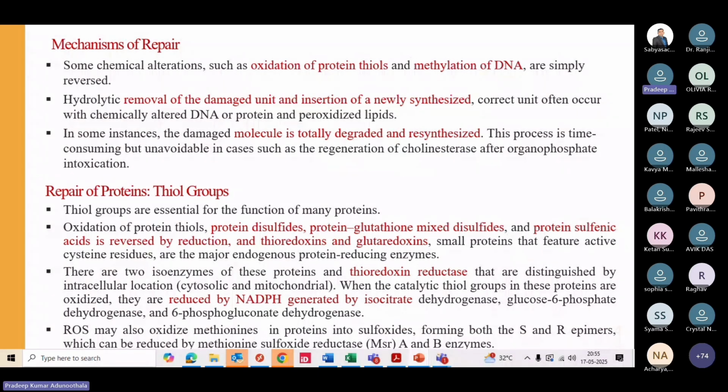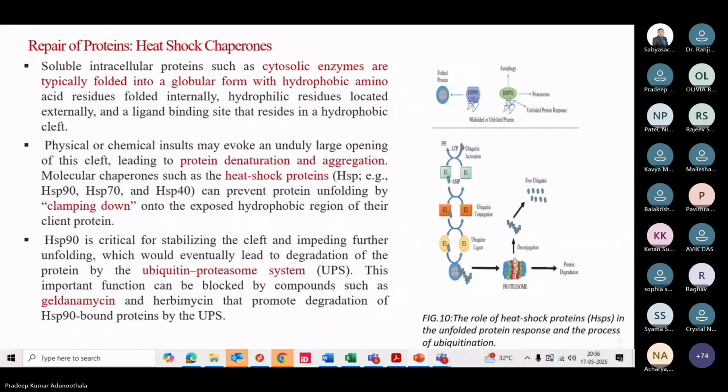So the thiol groups in these proteins undergo catalytic oxidation, and they undergo reduction by NADPH generated by associated dehydrogenases, glucose 6 phosphate dehydrogenase and 6 phosphogluconate dehydrogenase. ROS may also oxidize methionines in proteins into sulfoxides, forming both S and R epimers that can be reduced by methionine sulfoxide reductase A and B enzymes.